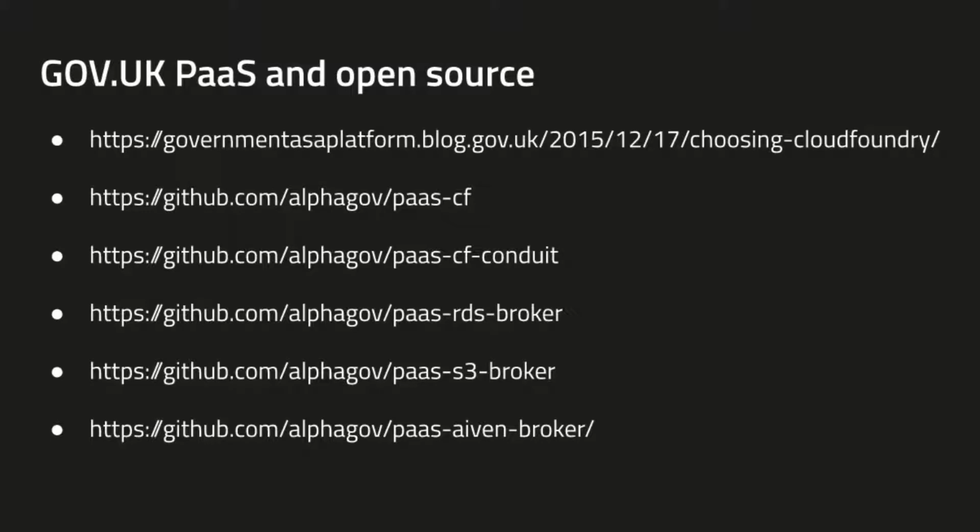We have and have had a strong commitment to open source since the start. We published a blog post back in 2015 on why we were choosing Cloud Foundry as our platform as a service, and we've contributed and made open our code since the get-go. We have over 65 open source repositories, from our paas-cf repository, which is our CF deployment repository, or CF CLI plugins like Conduit, or open source brokers for AWS RDS, S3, or for Aiven.io.